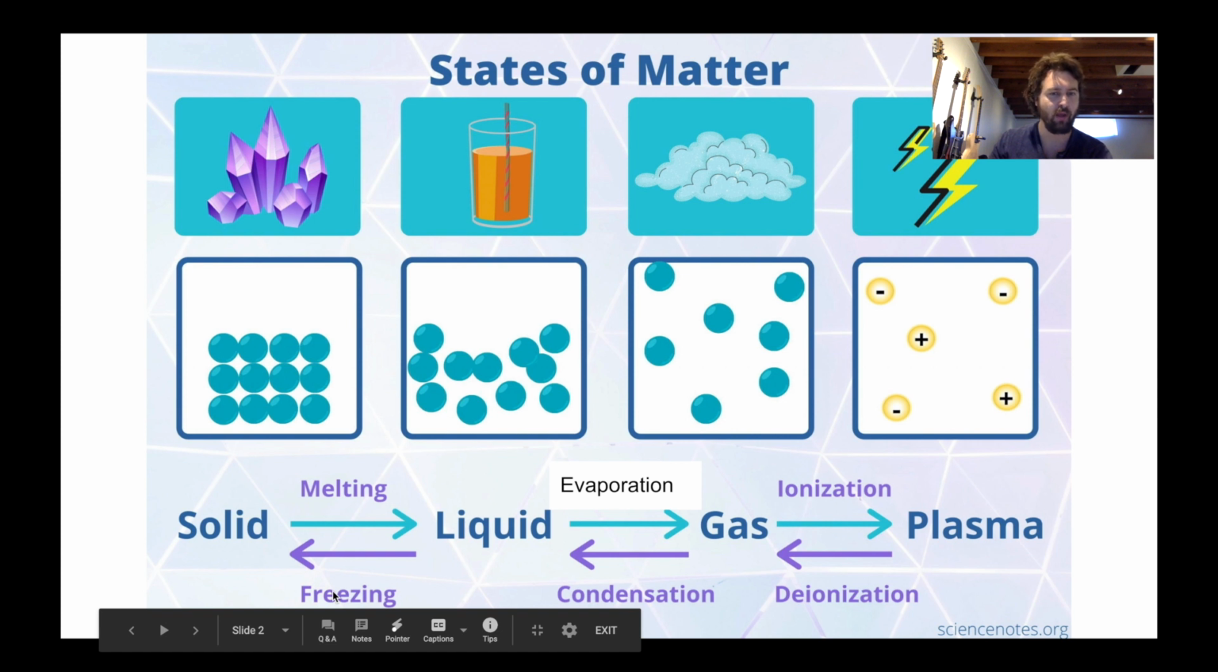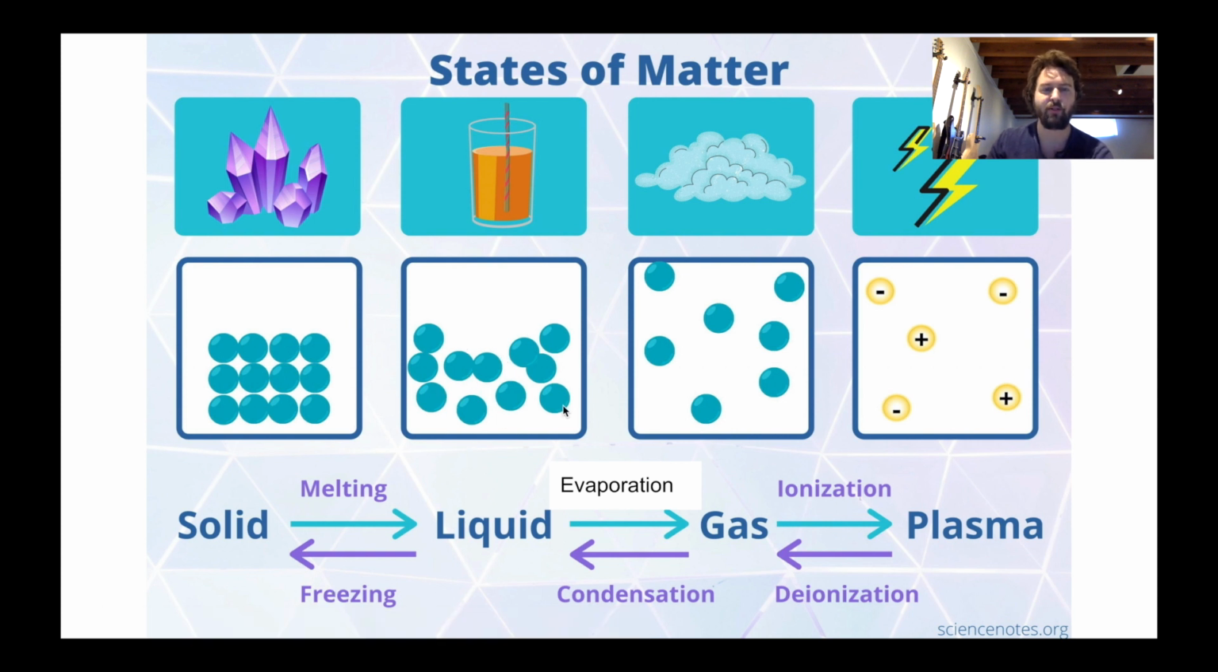Okay. Now, if we move up and we look at the particles of a liquid, they're still very close together, but they can slide around. Okay, if you think about a super packed room of students where there's not a whole lot of room, you really can't get away from each other, but you can move around a little bit more easily.